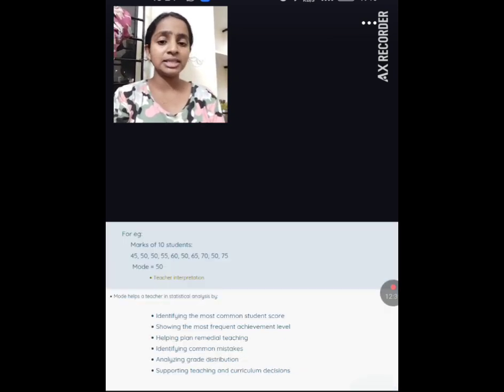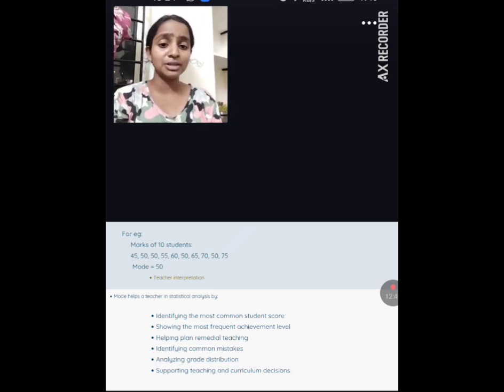Now here is an example for finding the mode. Here you can see the number 50 is repeating 4 times. So 50 is the mode and it is a multimodal data set.